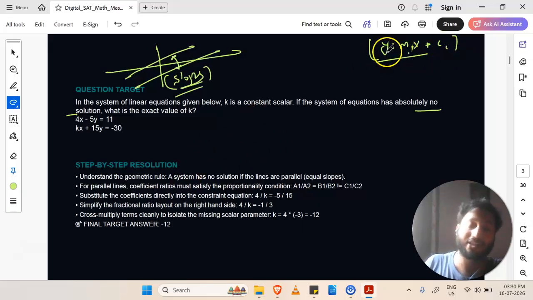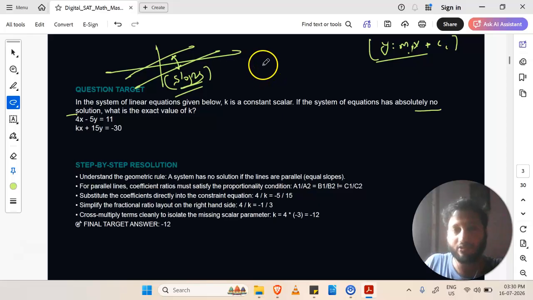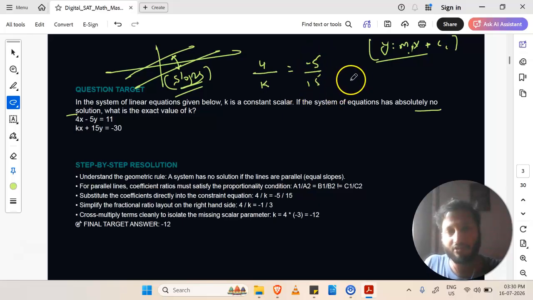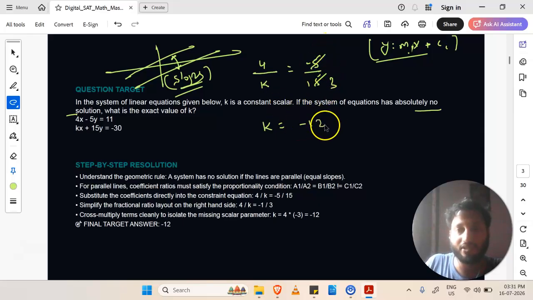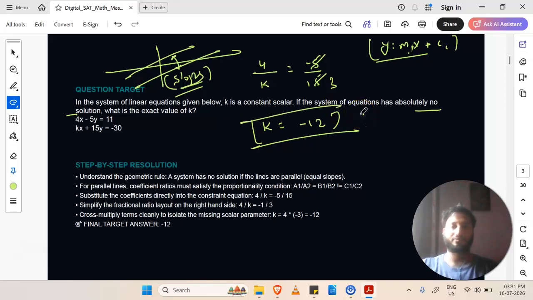So what does that do to this equation? For this equation, the coefficient of x and coefficient of y, their corresponding ratios will be the same, which means 4 upon k equals minus 5 upon 5. Will it also be equal to the ratio of the constants? No, because if that was also equal to these two ratios, that would be the same line over itself. Correct. So here k would be equal to 5 into 3 minus 4 into minus 3, which is minus 12. So k will be minus 12.